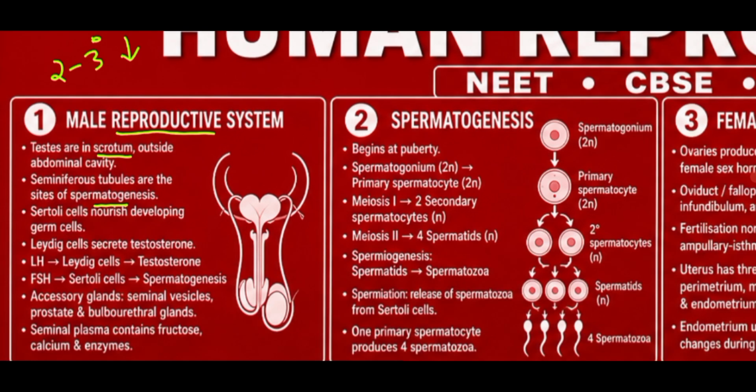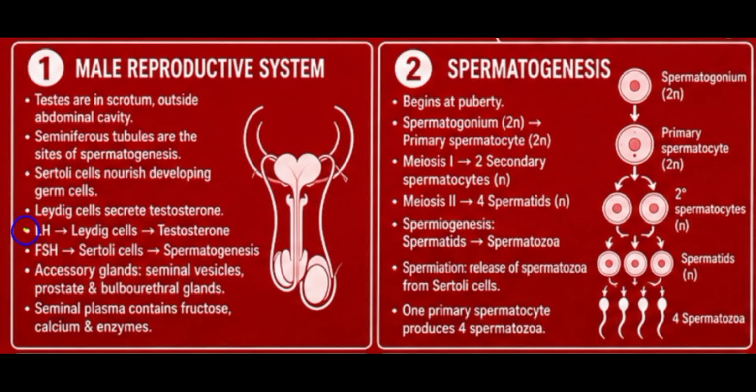The cells which provide nourishment for developing sperms are the Sertoli cells. The cell which produces testosterone is the Leydig cell. The target cell of LH is the Leydig cell, which produces testosterone. And the target cell of FSH is the Sertoli cell, which is involved in spermatogenesis. That is, they produce different factors for spermatogenesis.